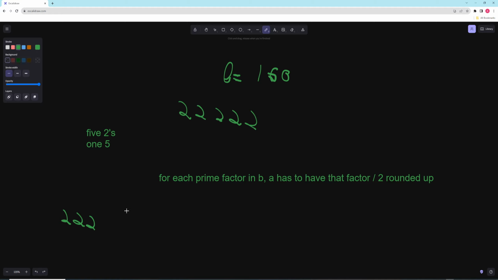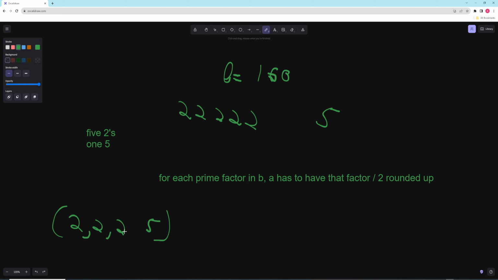But if we only had 2, if we rounded down 5 by 2, then A would have 2, and then A squared would only have 4, and that wouldn't be enough. So if we have 5 2s, A would have to have 3 2s. And if there's 1 5, if A squared has to have 1 5, then A obviously has to have 1 5. It can't have 0. So A would have to have these numbers. And if A has these numbers, then A squared would work.